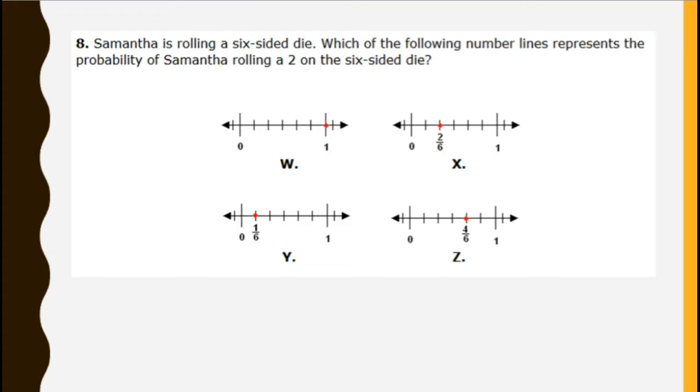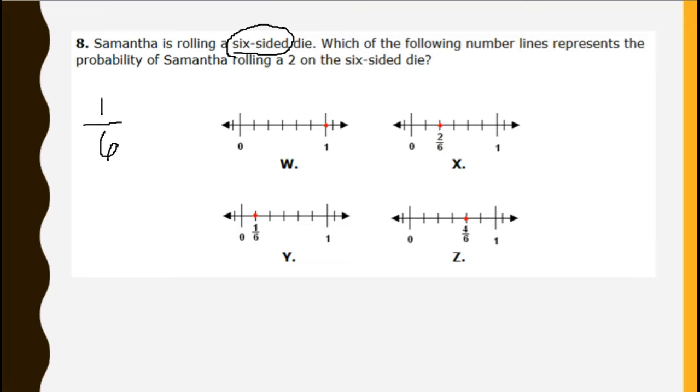Let's look at this example. This is from Study Island. It says Samantha is rolling a 6-sided die. Which of the following number lines represent the probability of Samantha rolling a 2 on a 6-sided die? Well, we know from our previous example from our number cube with 6 sides that there was only 1 4, and so we also know that there's only 1 2. So the number of favorable outcomes would be 1, because there's 1 2, and then there's 6 total, because it says it's a 6-sided die. So there's 6 total possible outcomes.